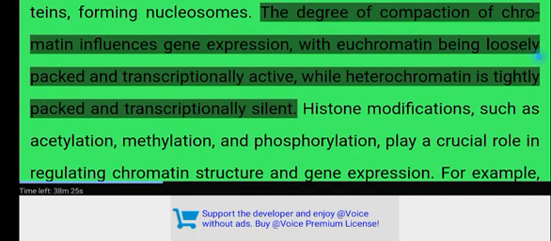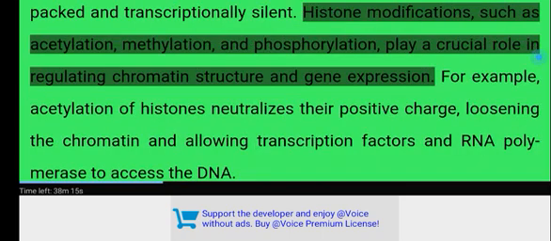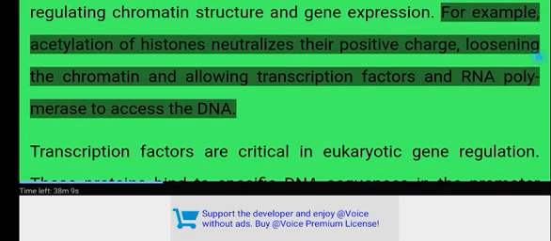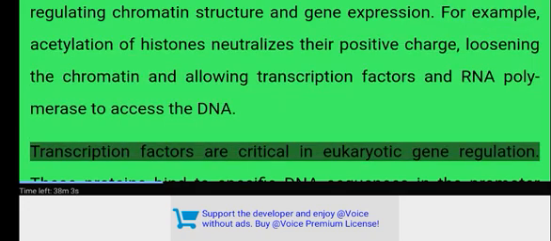The degree of compaction of chromatin influences gene expression, with euchromatin being loosely packed and transcriptionally active, while heterochromatin is tightly packed and transcriptionally silent. Histone modifications, such as acetylation, methylation, and phosphorylation, play a crucial role in regulating chromatin structure and gene expression. For example, acetylation of histones neutralizes their positive charge, loosening the chromatin and allowing transcription factors and RNA polymerase to access the DNA. Transcription factors are critical in eukaryotic gene regulation.